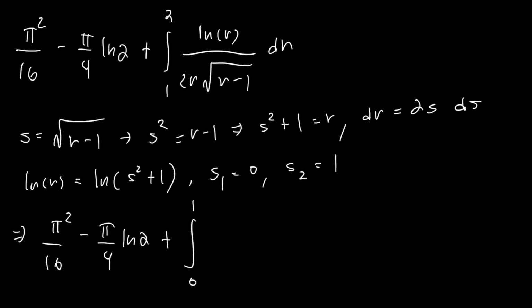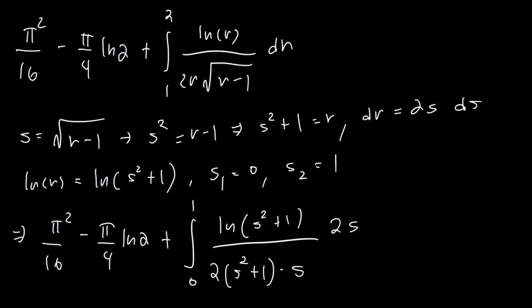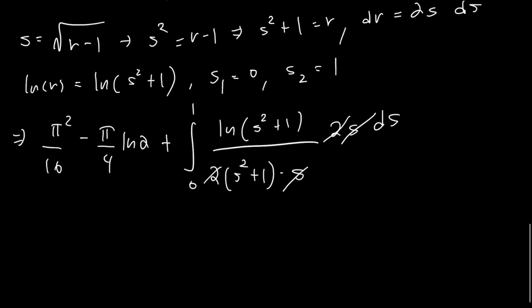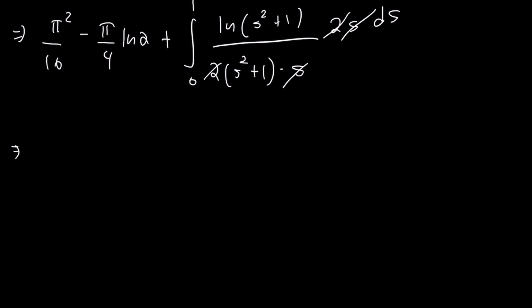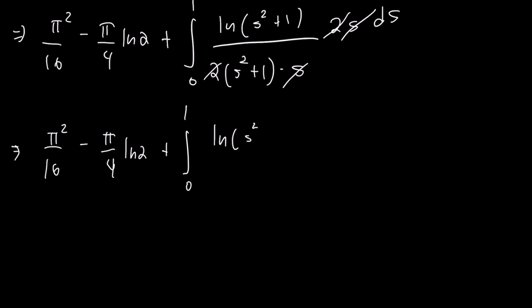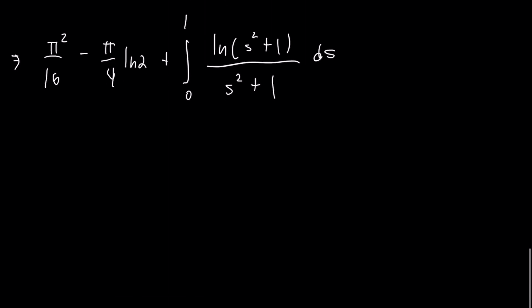So from 0 to 1 of the natural log of s squared plus 1 divided by 2r, which is s squared plus 1, and times an s, and dr is 2s ds. But as you can see, this 2 cancels and this s cancels. So we have pi squared over 16 minus pi over 4 log 2 plus the integral from 0 to 1 of the natural log of s squared plus 1 over s squared plus 1 ds.